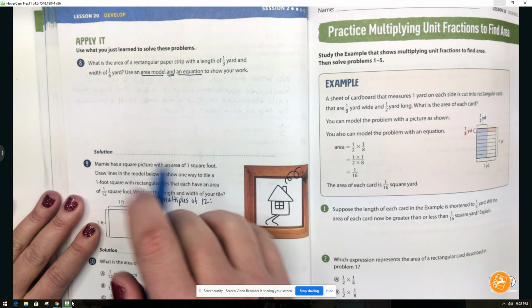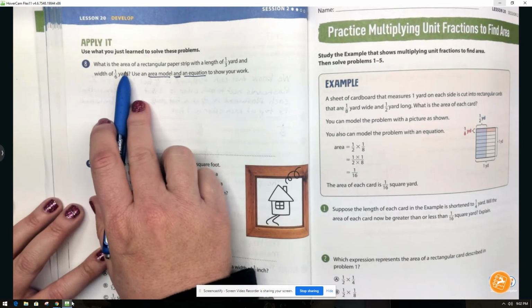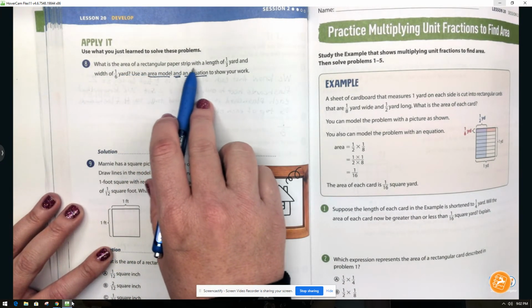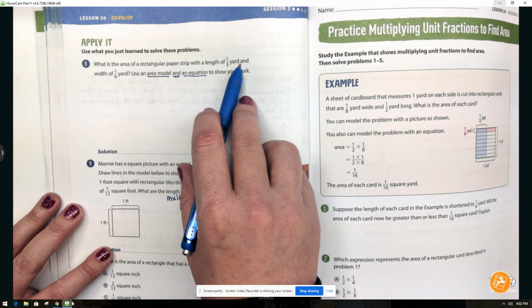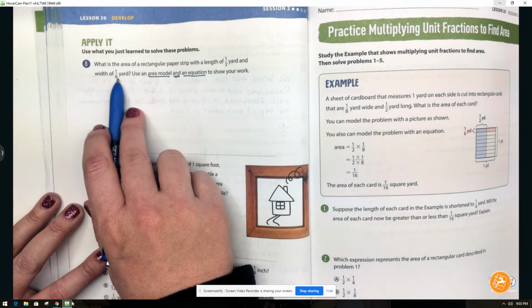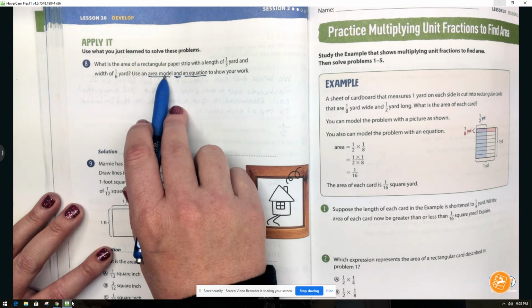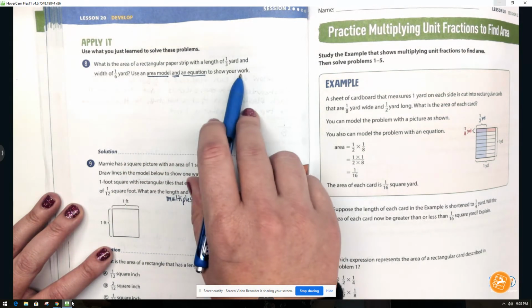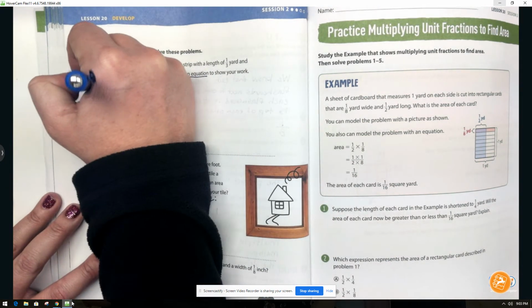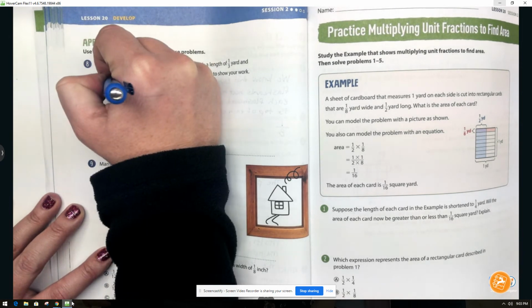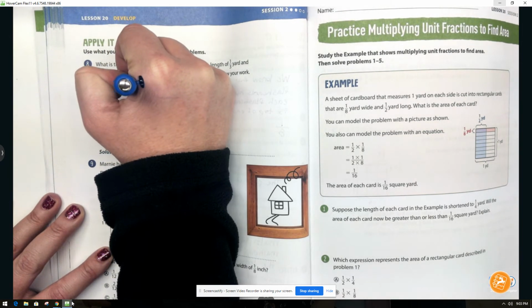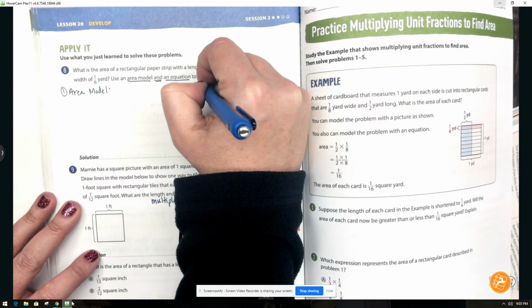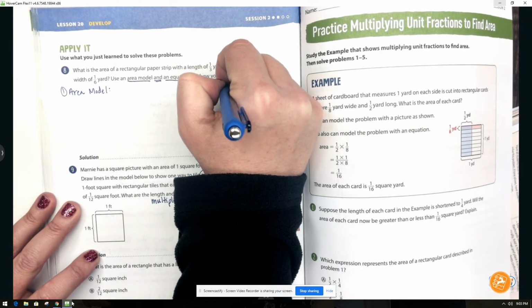All right, number 8 says this. What is the area of a rectangular paper strip with a length of 1/3 of a yard and a width of 1/6 of a yard? Use an area model and an equation to show your work. So first we're going to do our area model. And then over here we will do our equation.